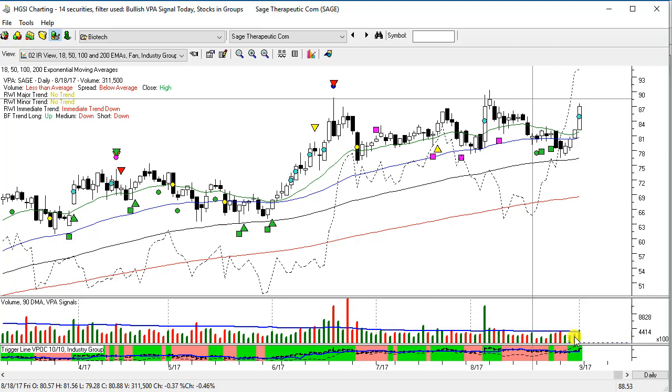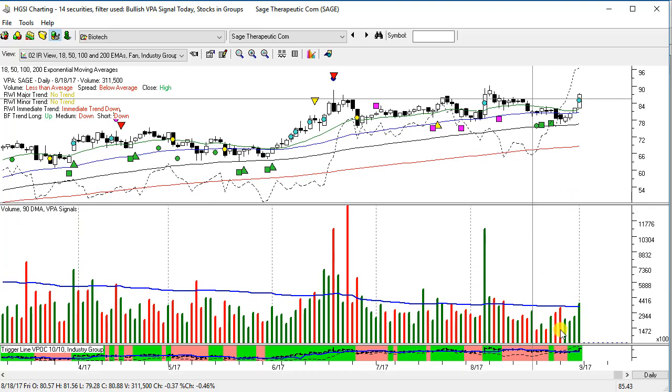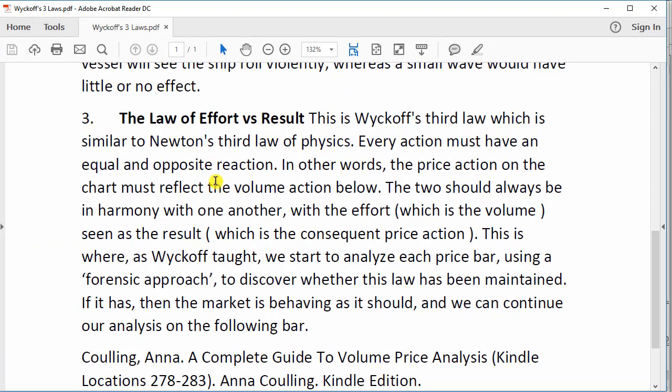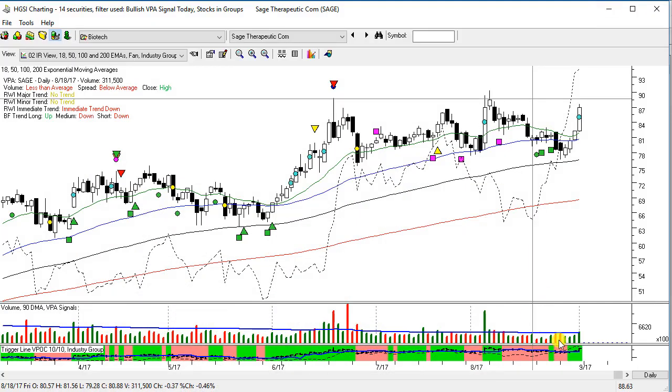Now we don't know what's going to happen over on this side. This is really just a one-day event right now as far as the VPA flag being generated, but the volume is increasing over the last few days. So we are getting some confirmation on this. As I said before, it has to get past resistance here, and we don't know if this is going to continue, but for now it is meeting the third law, or Wyckoff's third law, which is the law of effort versus result. So the volume has to confirm what is happening up here with the price.